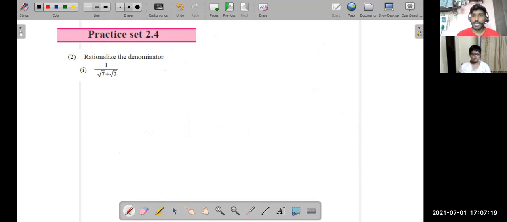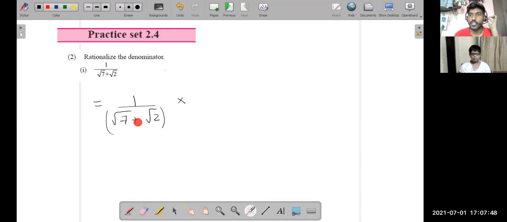Now, whenever you rationalize the denominator, which has two terms, first you write this as 1 upon root 7 plus root 2 into. Now, you have to multiply this with the same terms, which is in the denominator. This entire bracket, you have to multiply again with itself. The only difference is you have to take the conjugate of the denominator.